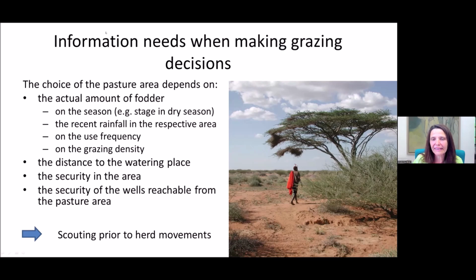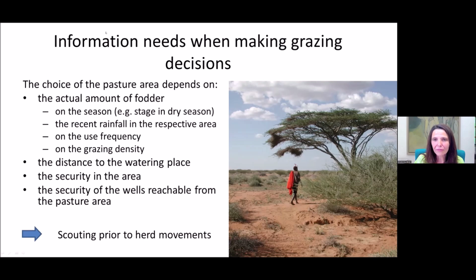For instance, we are developing an application, and in this application we want to provide rainfall data, so remotely sensed rainfall distributions that show them the whole area. We want to show livestock distributions, but also fodder availability. And we do this by combining remotely sensed data with data generated by the pastoralists themselves.